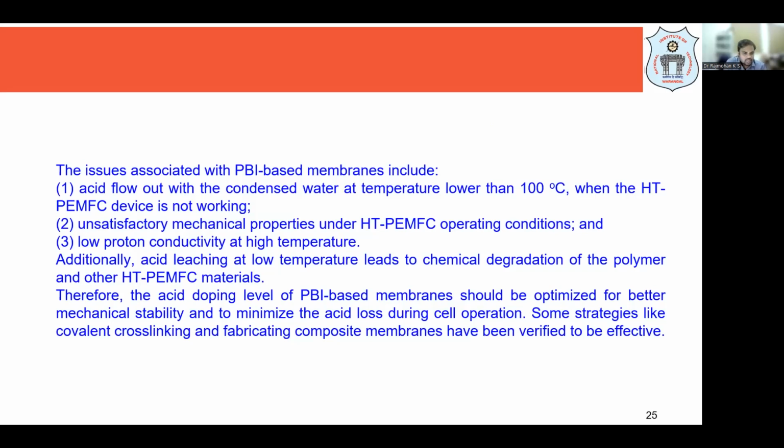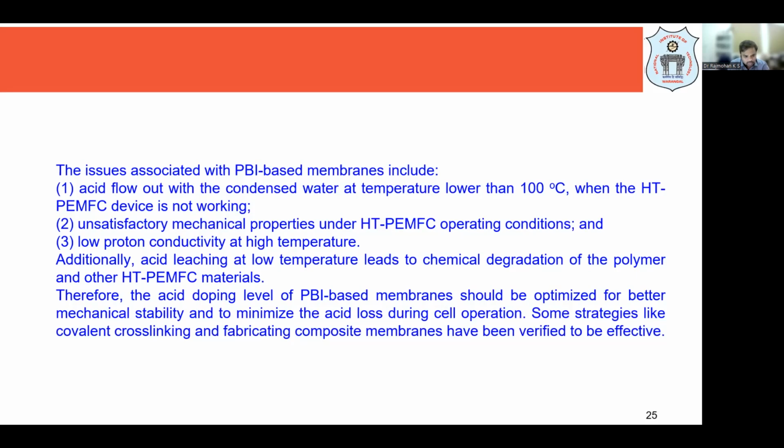The issues associated with these PBI based membranes: we have been discussing all the advantages, so let us be aware of the disadvantages now. The issues include acid flow out with the condensed water at temperatures lower than 100 degrees Celsius when the high temperature PEM fuel cell device is not working. Then you have unsatisfactory mechanical properties under high temperature PEM fuel cell operating conditions, and low proton conductivity at high temperature. Additionally, that acid leaching at low temperature will lead to chemical degradation of the polymers and other materials also.